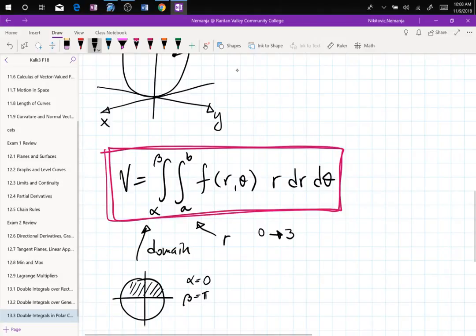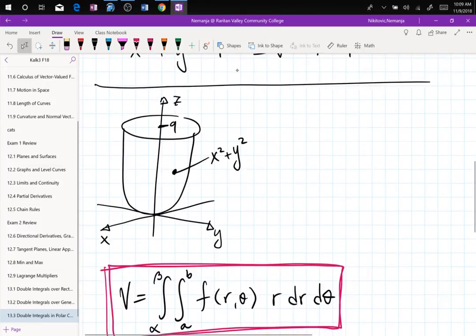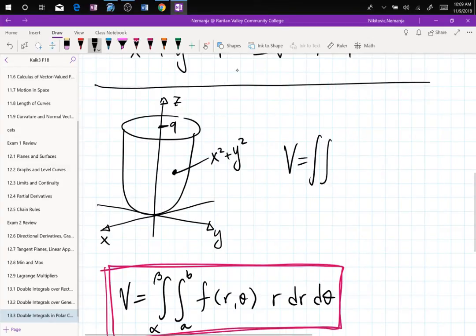All right, let's set up this integral and solve it. I promised a one-line solution, so let's see if I can live up to that. First, we set this up. The volume is going to be a double integral, and now I need functions in terms of r and theta. I know that x squared plus y squared is just equal to r squared. So what I have is 9 minus r squared, r dr d theta.